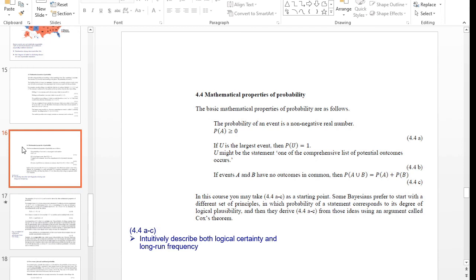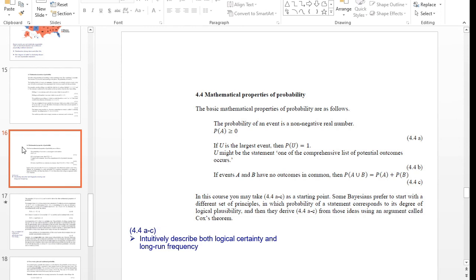And let's look at the following laws. So 4.4b: if the universe is the largest event, the probability of one of a comprehensive list of outcomes happening, I'll call 1. So that means my probability is going to be a number between 0 and 1. And I've no problem with that. 0 is going to be, intuitively, a statement which is false. 1 is going to be a statement which I'm certain is true. And clearly I'm going to have 0.7 or some other intermediate numbers to describe partial certainty in something.